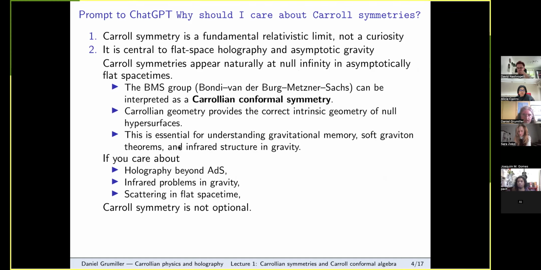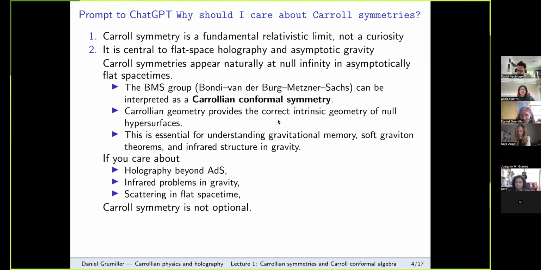But there's more. So the second statement is actually, I think, the best one. It is central to flat space holography and asymptotic gravity. Carroll symmetries appear naturally at null infinity in asymptotically flat spacetimes. That's correct. The BMS group by Bondi, van der Burg, Metzner, and Sachs can be interpreted as a Carrollian conformal symmetry. That's also correct. I mean, more precisely, the BMS group, as I'll show today, is isomorphic to the Carroll conformal algebra or Carroll conformal group in one lower dimension.